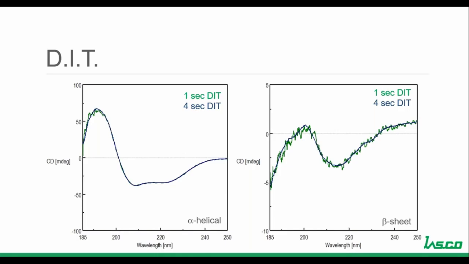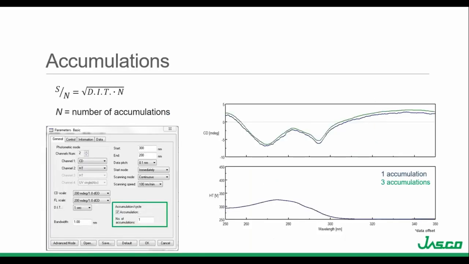However, if we look at the beta sheet protein spectra, you can see that as the DIT is increased from 1 second to 4 seconds, there's a significant increase in the signal to noise of the spectra. And that's partially because the signal is already extremely low for this beta sheet protein. So once we have optimized the scanning speed and the DIT, if the signal to noise is still relatively low, we can look at increasing the number of spectrum accumulations.